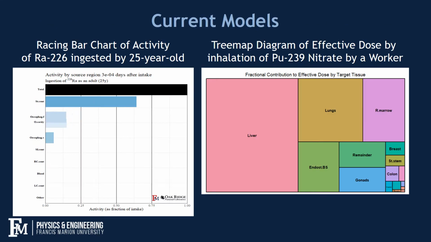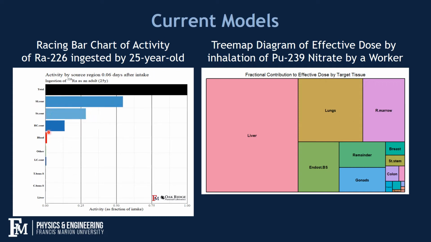Shown here are two diagrams which already exist, one animated and one not. But these are current models which represent the amount of activity or dose in the body over time or just in general. The one to the left, as you can see, has already started and it's animated and time is passing. And as time is passing, different amounts of activity due to intake occurs in different body parts.